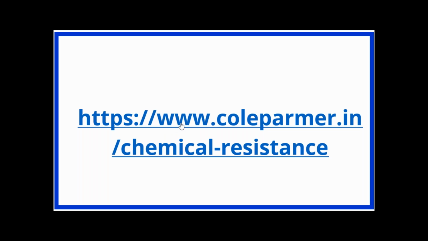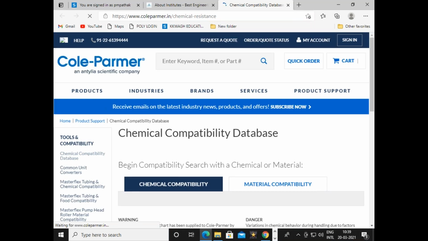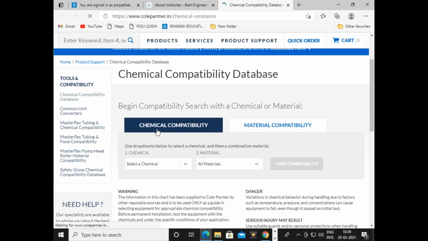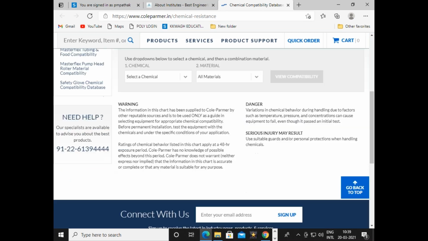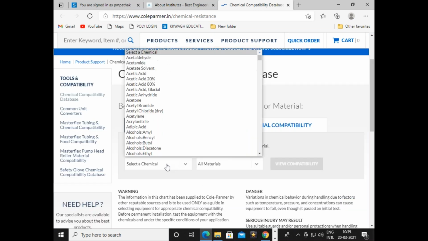So this is one of the company websites. I'm going to click that website or URL address. If you click this website or URL address, then you can find that the comparison of these chemicals or the compatibility check can be verified online only. So this is the chemical compatibility database. So you can check this.